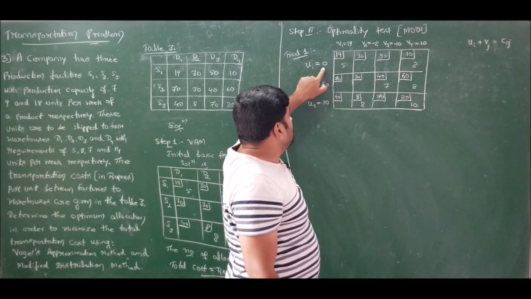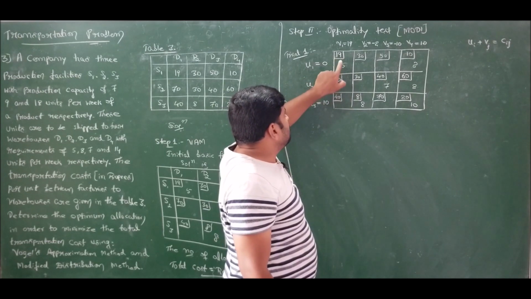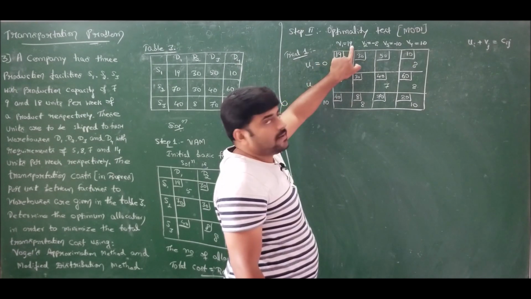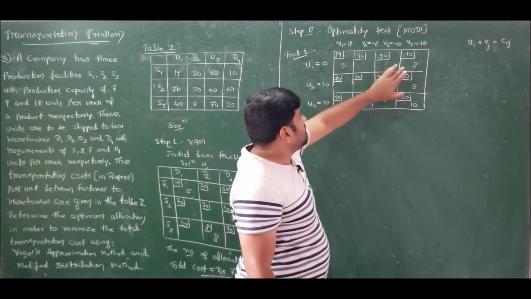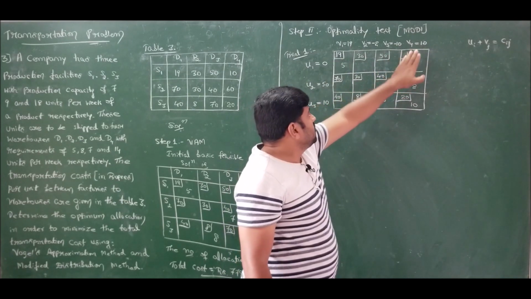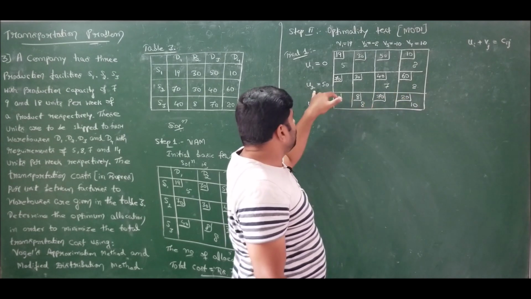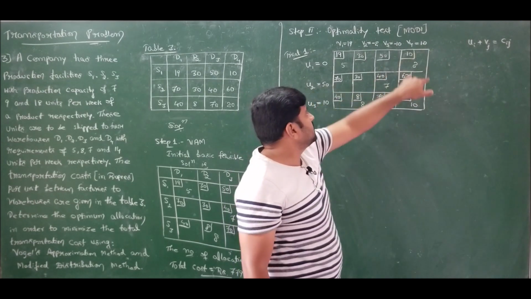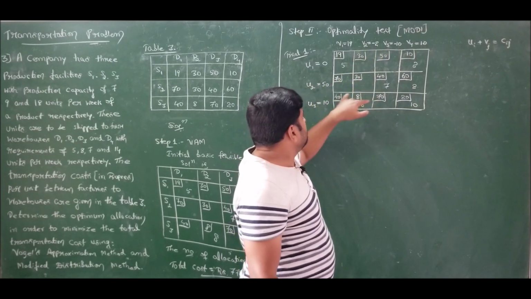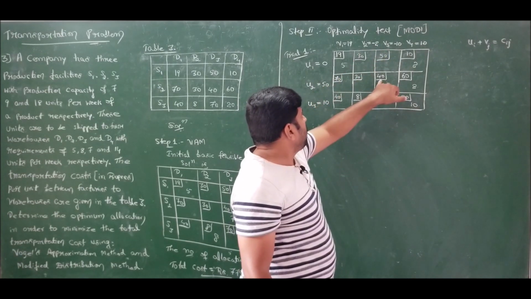First U1 is 0. Next I found here the allocation is 5, therefore 19 I can use. So U plus V is 19, U is 0, therefore V should be 19. Next I inspected and found here, since U is 0, V should be 10. Next using V4, we have allocation here, I found out U2. That is 50 plus 10 is 60. Next using U2, I found out V3 because 50 minus 10 is 40.